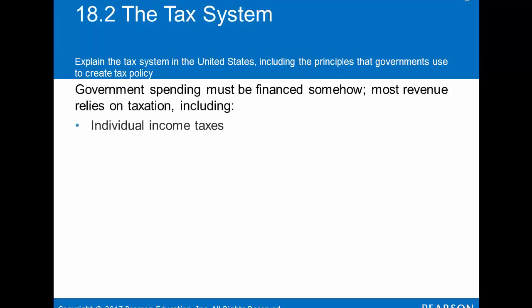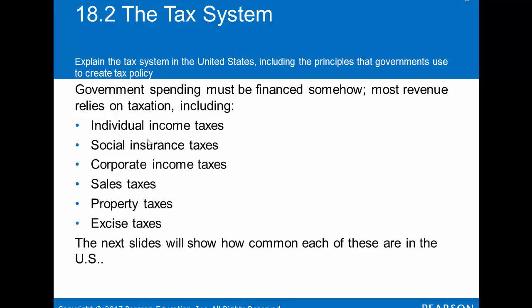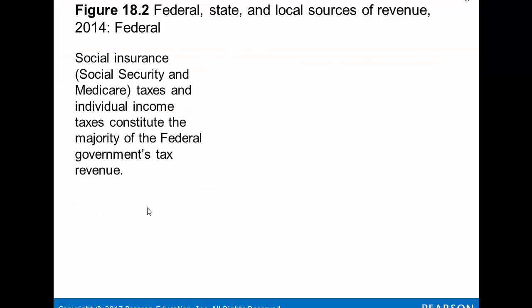Now we move on to the next topic, which is the tax system. We're going to explain the tax system in the United States, including principles that govern the use to create tax policy. Government spending must be financed somehow. Most revenue relies on taxation, which includes individual income tax, social insurance, which is Medicare and Social Security tax, corporate income tax, sales tax, property tax, and excise tax. So the next slides will show how common each of these are in the United States.